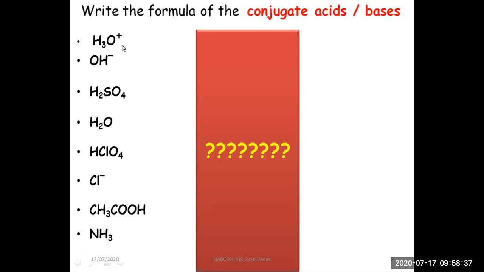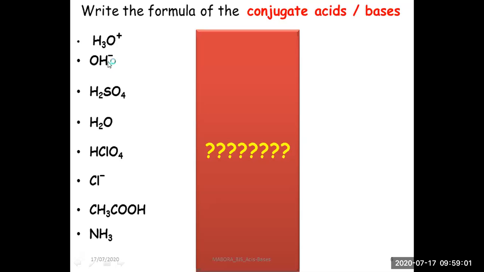Can you guess which will be the conjugate acid or base of these pairs? For example, H3O plus is a proton donor, so it will have a conjugate base. After donating a proton, removing hydrogen, it will be H2O. So H2O will be the conjugate base of the H3O plus acid.